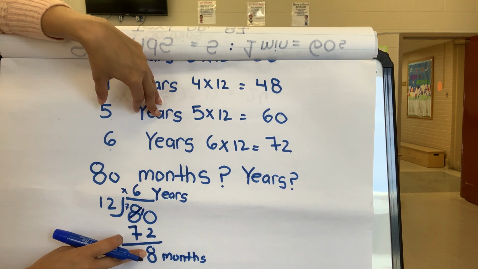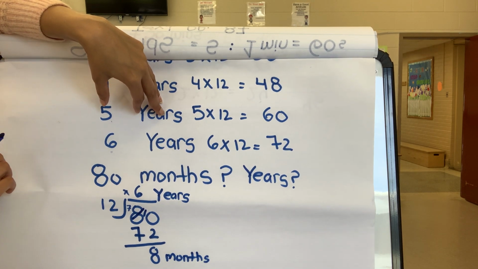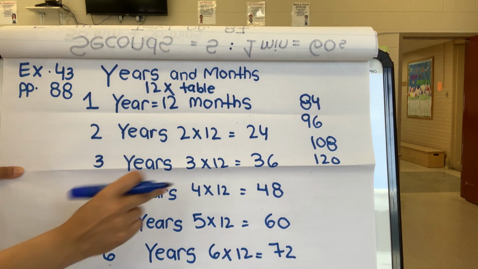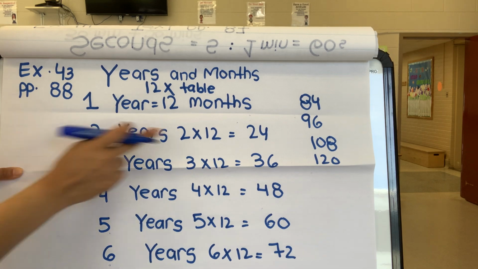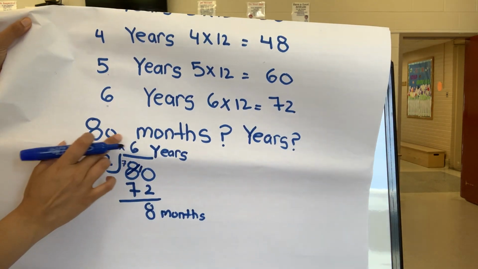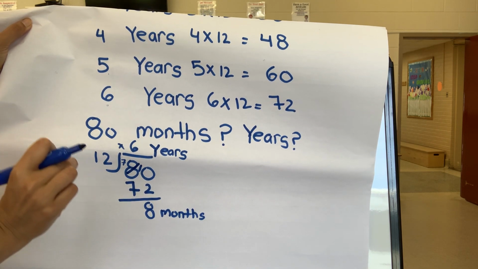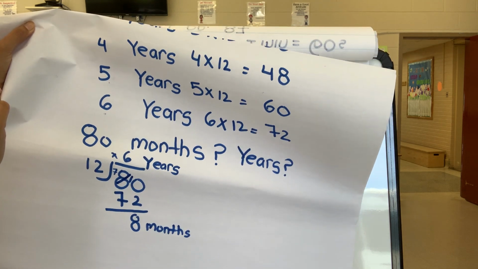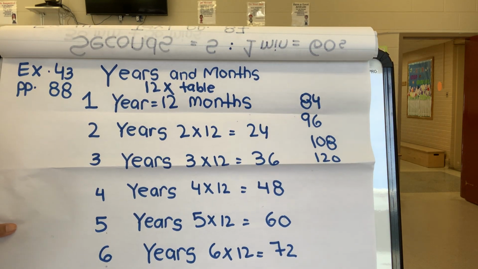Does that make sense? Okay, so that is what you need to know for this exercise: when we have years and we need to convert them into months, we multiply. So years to months, we multiply. And months to years, we divide by 12. And therefore, grade 3s, I am going to encourage you to start memorizing your 12 times table, because for this lesson, that's what you need to look at.